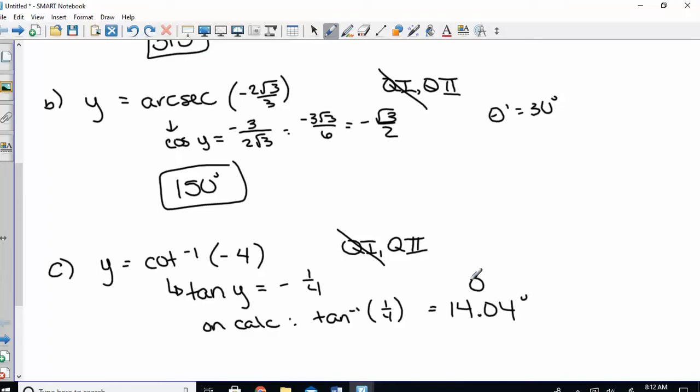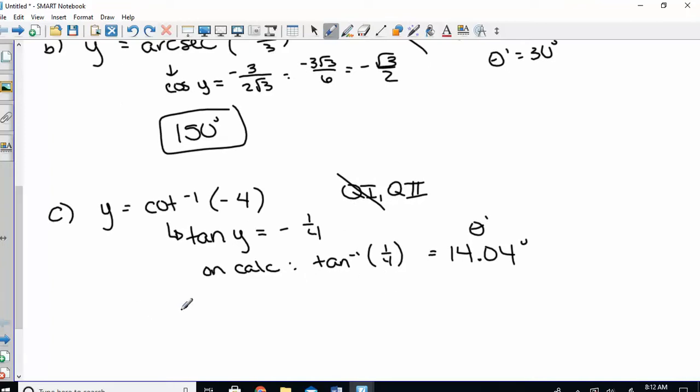That's our reference angle. So then we need an angle in quadrant 2. How would you put that in quadrant 2? 180 minus that. So we get 165.96 degrees. Are these okay?